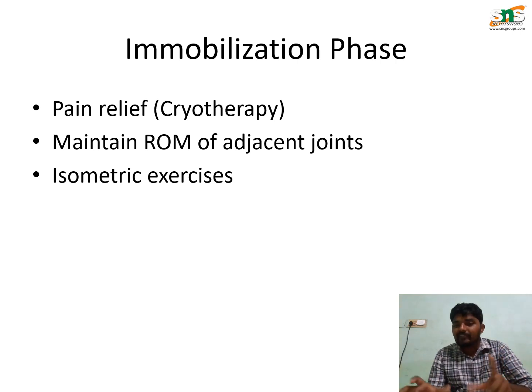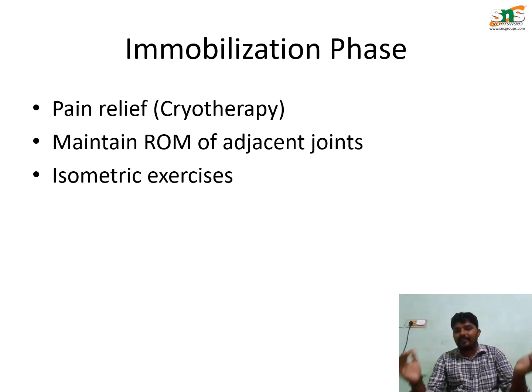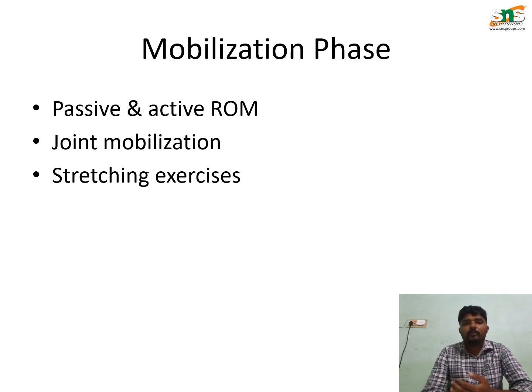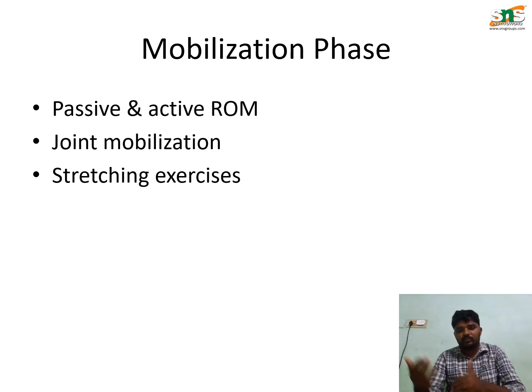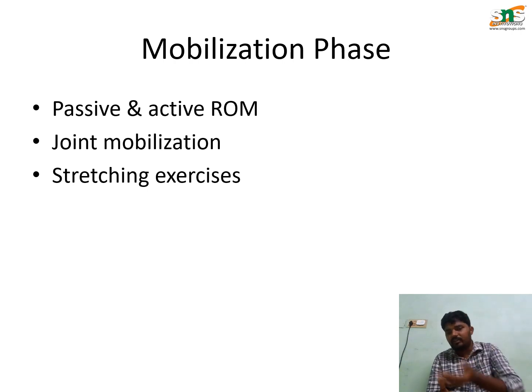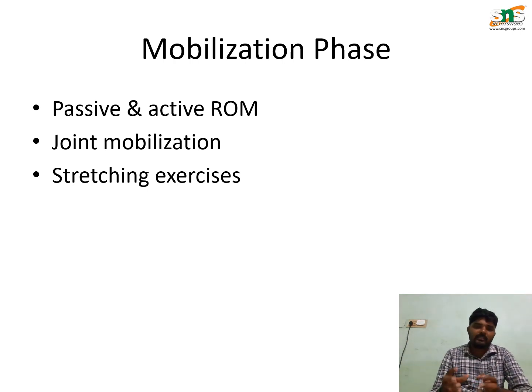What is isometric? Isometric means maintaining the muscle property without elongation or movement. That is isometric exercise for the affected region. Then the mobilization phase: passive and active assisted exercises are started for the affected side. After a long immobilization period the joint develops adhesion or stiffness. To prevent stiffness, joint mobilization techniques are used, then stretching exercises for muscle elongation.